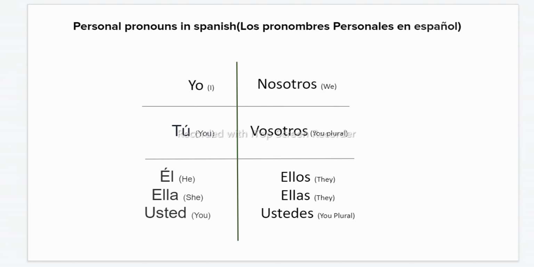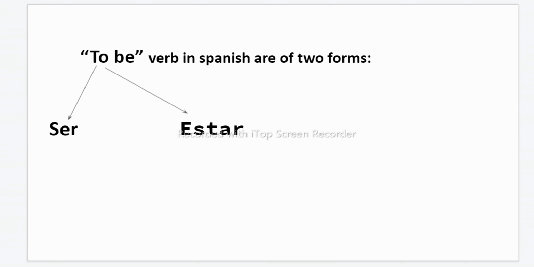And these were all the personal pronouns we learned from this slide. Now let's move on to the next one. In English we have only one to be verb: is, am, are. So in English we use is, am, are, but in Spanish we have two forms of to be.